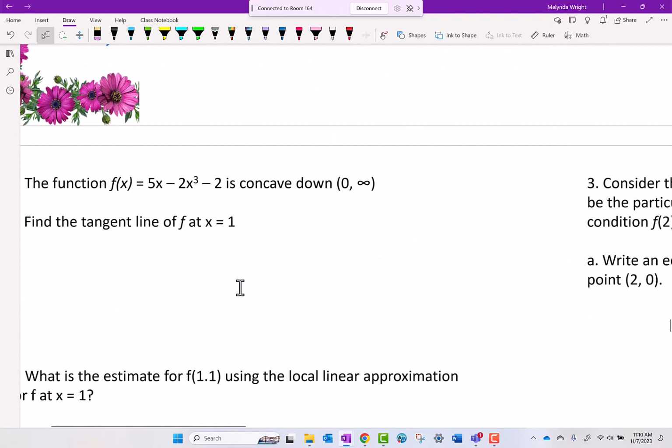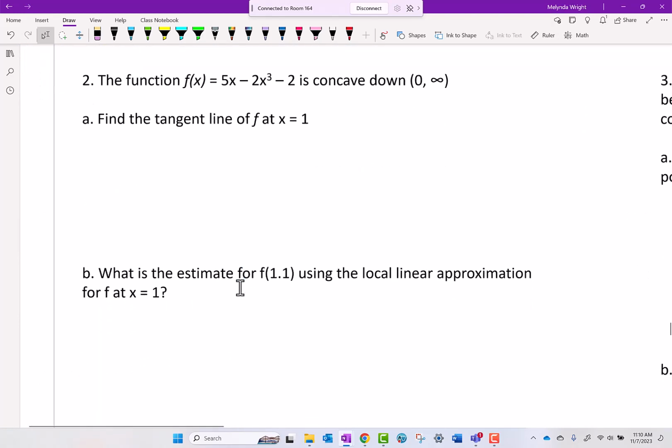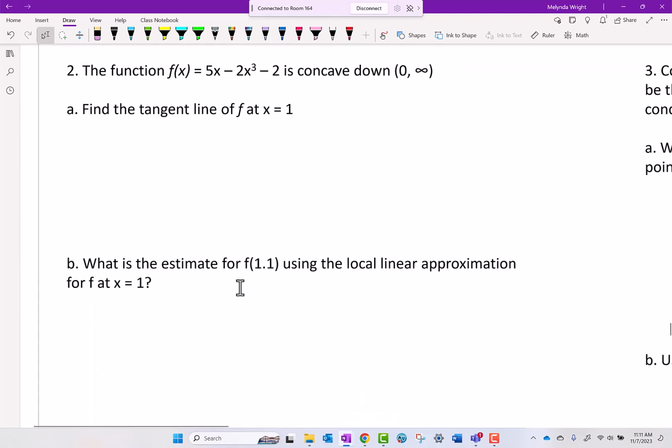All right, so let's look at this one. Here they actually gave us a function. That's nice. All right, so we have that function. We are told it's concave down. We're going to need that later, right? What are we going to need the concavity for? Over or underestimate, right? That's what we need it for, over or underestimate.